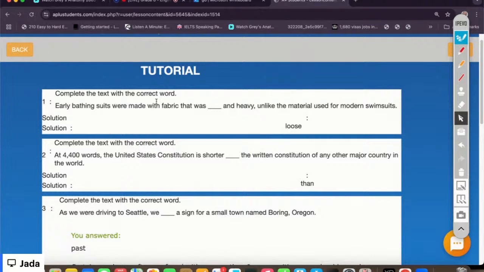All right, so complete the text with the correct word. Early bathing suits were made with fabric that was dash and heavy, unlike the material used for modern swimsuits. So we can see that this is loose. All right, and that's the correct one. At 4,400 words, the United States Constitution is shorter dash the written constitution of any other major country in the world. So you can see than here.